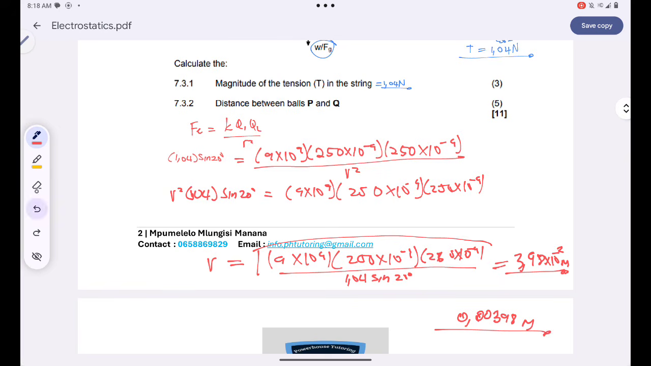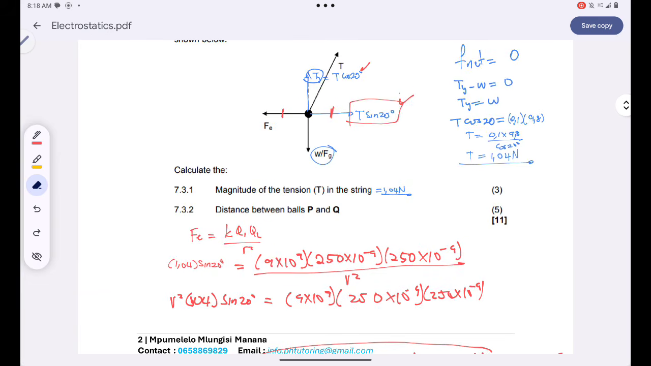Are you together? That's how, guys, you're supposed to calculate the distance between the two. Please note that the electrostatic force between the two charges is equal to the horizontal component of charge P, and then it will be easy for you to calculate.